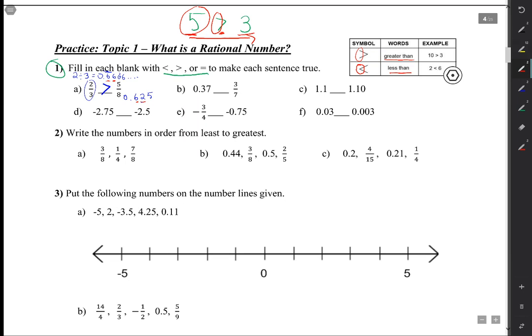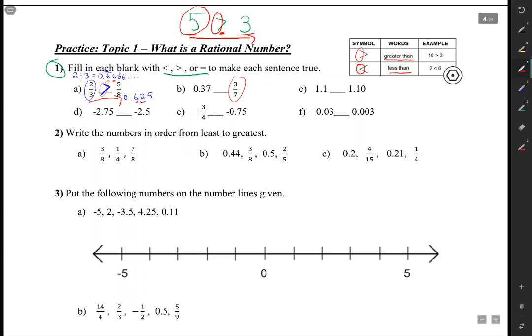So remember, we read this like a sentence. The bigger end comes first, so how we read it is 2 over 3 is greater than 5 over 8 from left to right. So you'll do the same thing with all the rest of these here. If you need any help on these, please send me a message on Teams. But if you have a fraction, just convert it to a decimal and see if the two numbers are equal to each other or if one's bigger than the other.